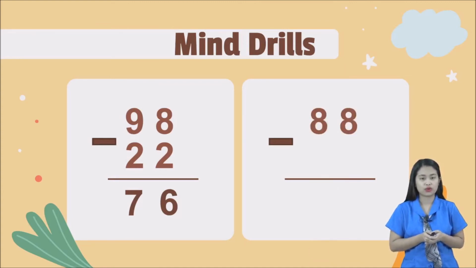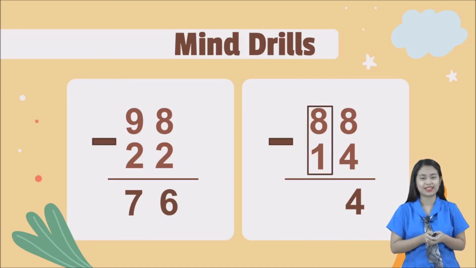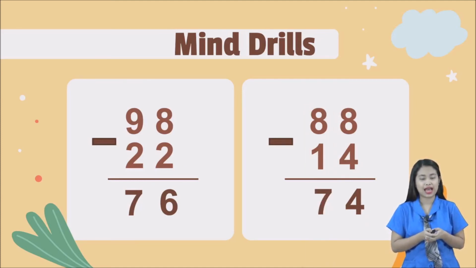And next one, we have 88 minus 14. For ones, we have 8 minus 4, and it is equals to 4, and 8 minus 1 is 7. So we have the answer as 74. Very good, guys. So now, let us answer some problem solving.